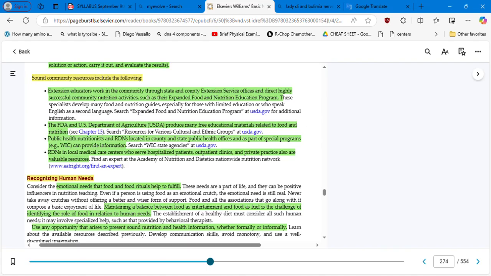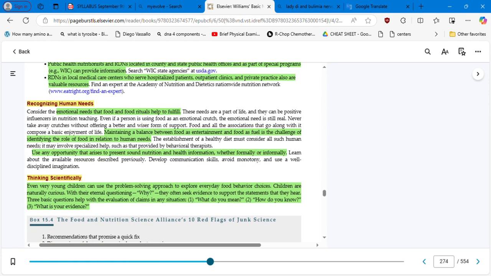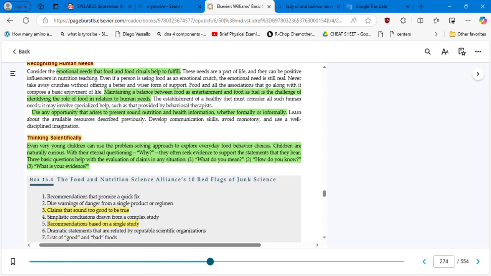Okay, public health nutritionists and registered dietitians located in county and state public health offices as part of the special programs can provide information, and also these nutritionists in local medical care centers who serve hospitalized patients, outpatient clinics, and private practice are also valuable resources. Yes. So now, recognize human needs, especially the emotional needs that food and food rituals help to fulfill.